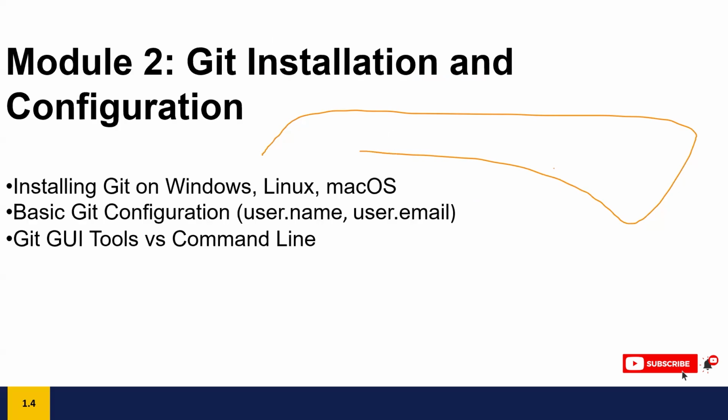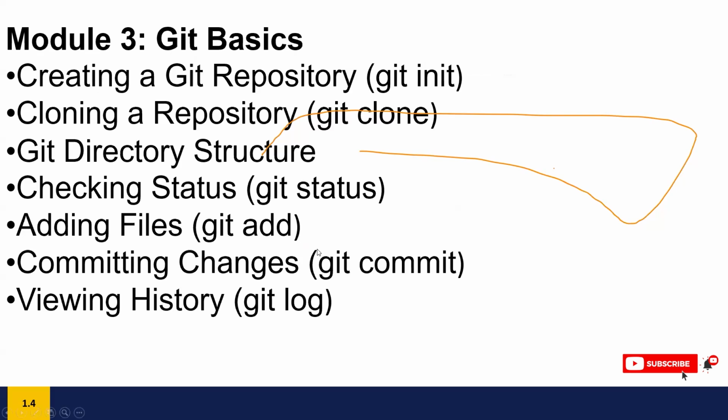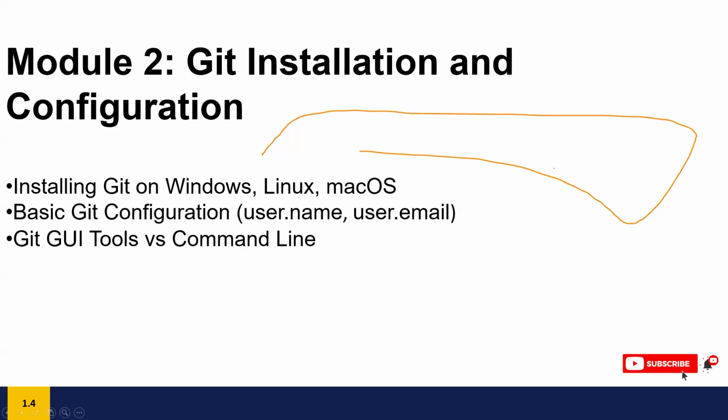Okay, module 2 will discuss Git installation and configuration. How we can install Git on Windows, Linux, Mac, basic Git configuration, and Git GUI tools versus command line tools. We'll discuss Git GUI tools like VS Code and Eclipse, guys. For developers, mostly they use VS Code, right? So we'll show you how we can integrate with those GUI tools in Git, guys.